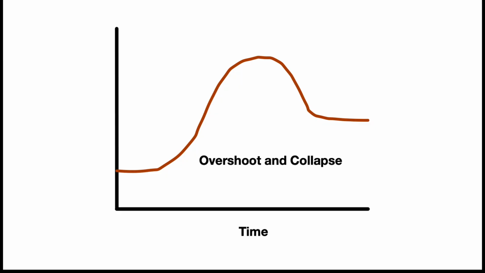Welcome back. This video is going to add additional structure onto the overshoot and collapse model that we built previously. The idea here is that overshoot and collapse can also occur when you have a renewable resource. The previous structure is a non-renewable resource. So we're going to add structure on and see if we can get the same behavior.